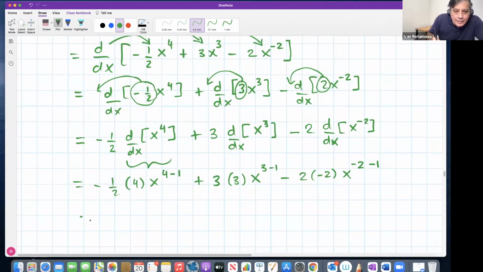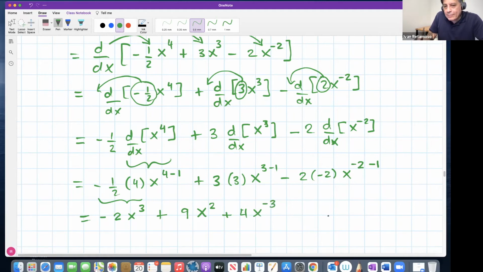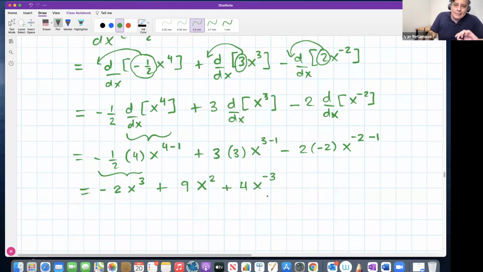So now let's just work this out. Minus 1/2 times 4, minus times plus, minus, 1/2 times 4, 2 into 4 is 2, x raised to 4 minus 1, 3, plus 3 times 3, 9, x raised to 3 minus 1 is 2, minus and minus, we multiply, plus 4, x raised to minus 2 minus 1, minus 3, right? Very good. Now, this should be the answer except for this.